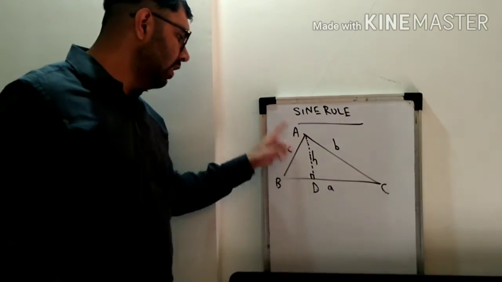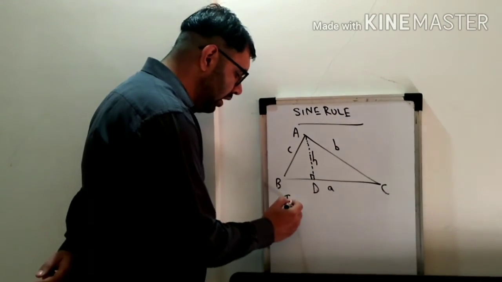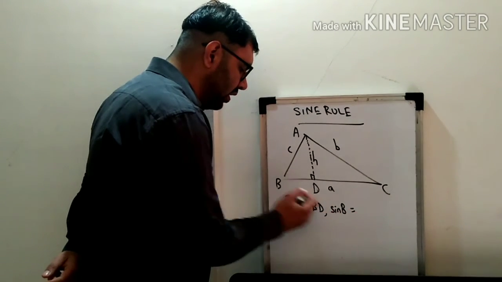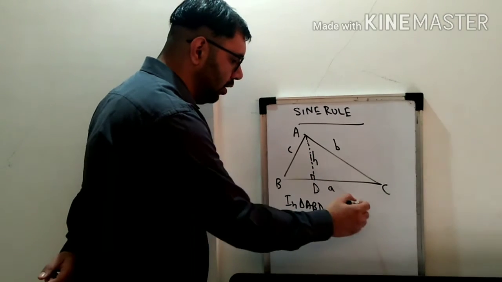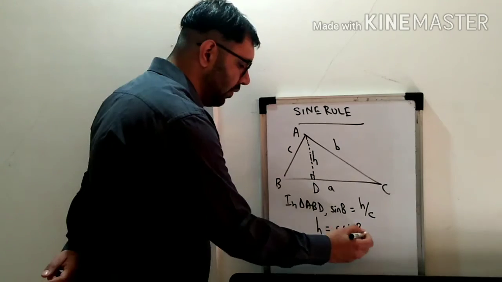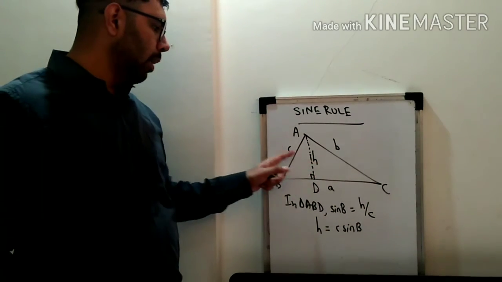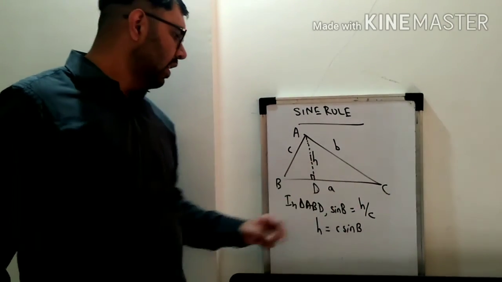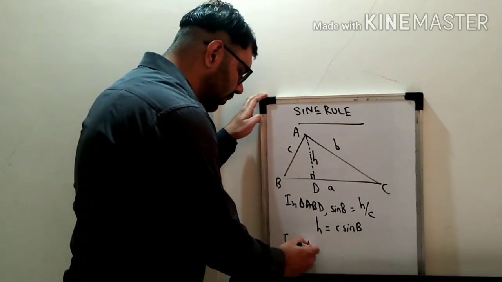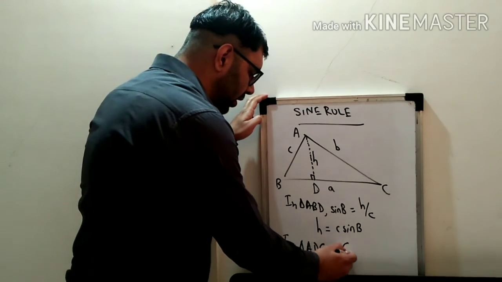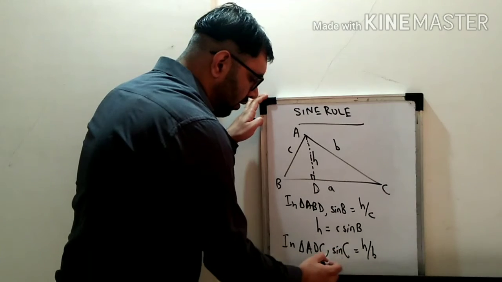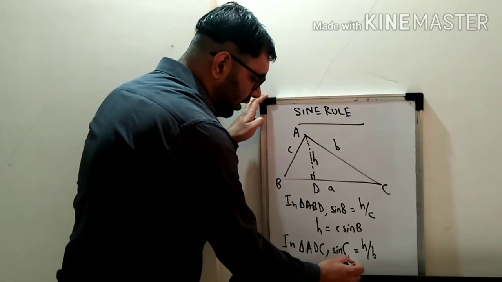In triangle ABD, if I take the sine of angle B, this will be perpendicular upon hypotenuse. So h by c, which means h we can write as c sine B. And if I apply trigonometry in triangle ADC, sine of C is equal to perpendicular upon hypotenuse, so h by b, which means I can write h is equal to b sine C.